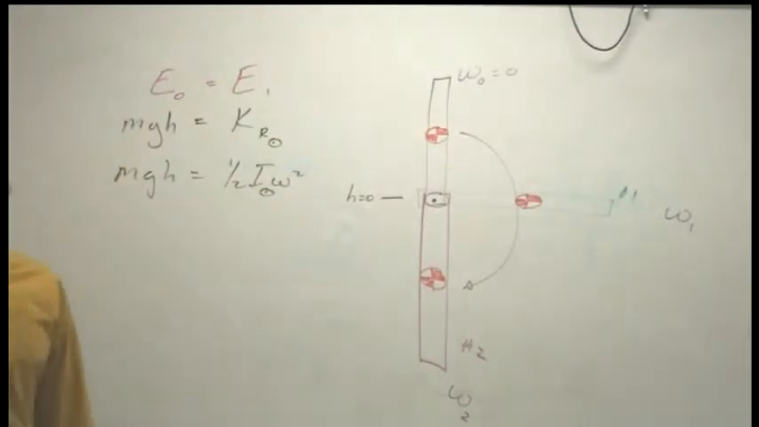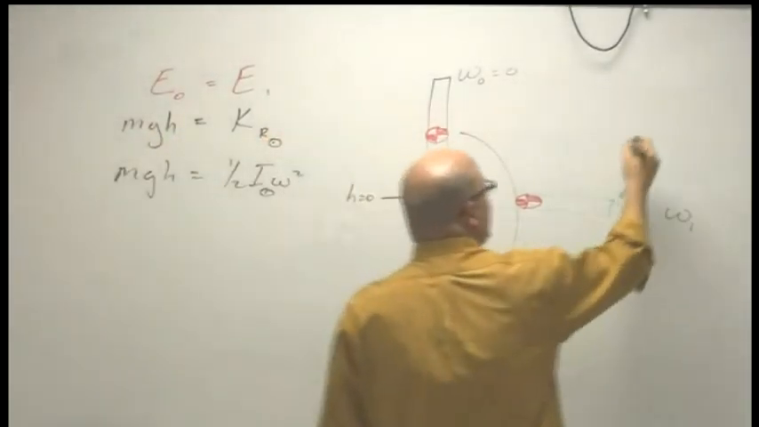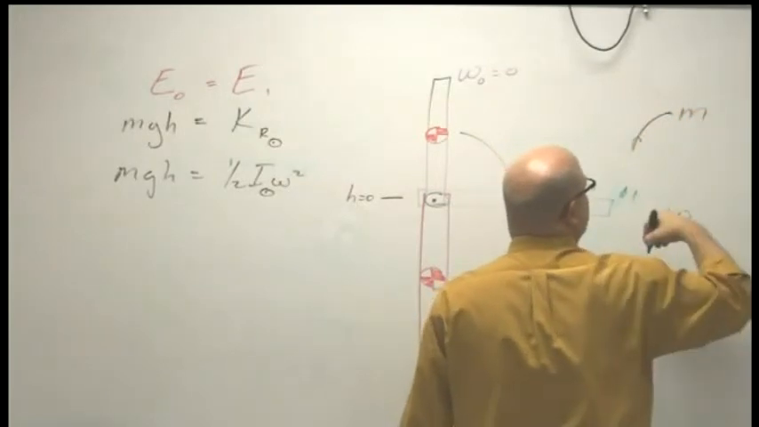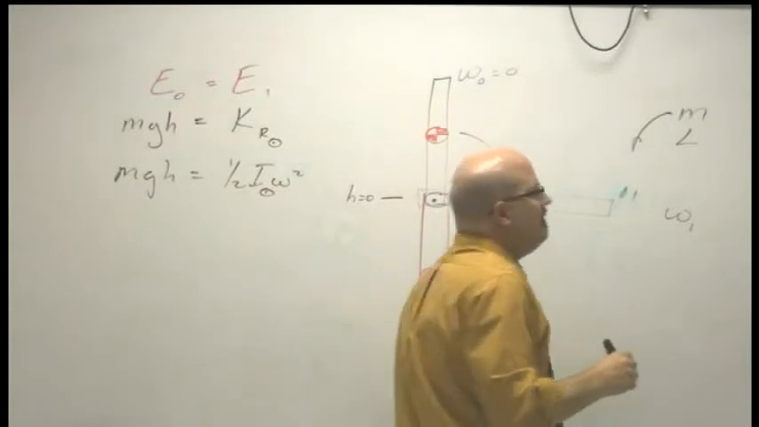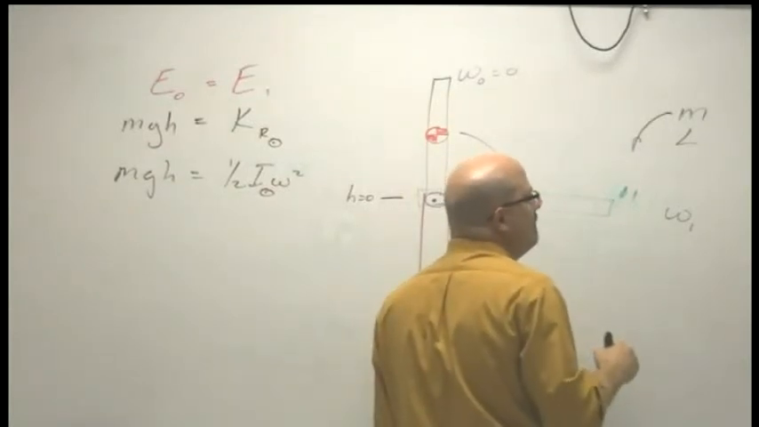And so now we need some information. Okay, let's say the mass of this thing is m. Let's say that its length is L. Let's say that its height is H.